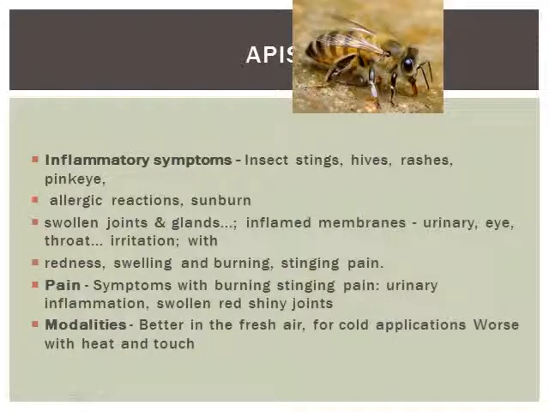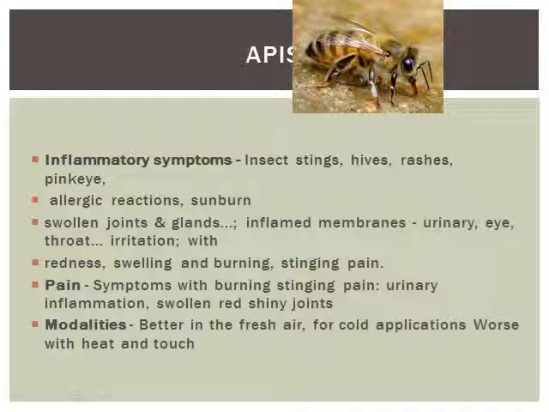All right, well, here is another important remedy, Apis, which is made from the bee. You can see this bee with its little stinger there. And with Apis, you can know the symptoms pretty well by knowing what it feels like to get stung by a bee. It's swellings, it's stinging pain, it's burning pain.